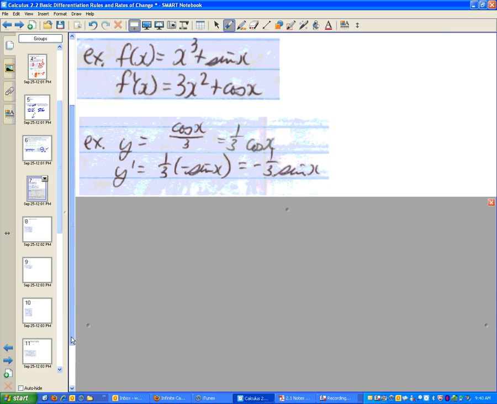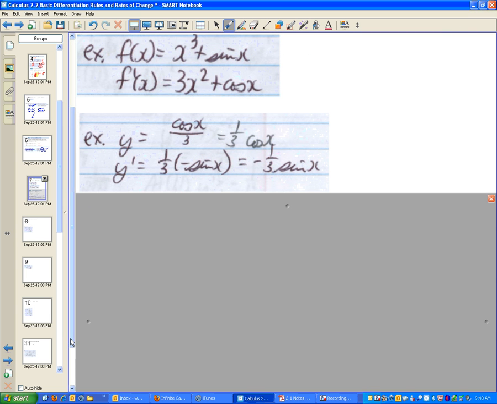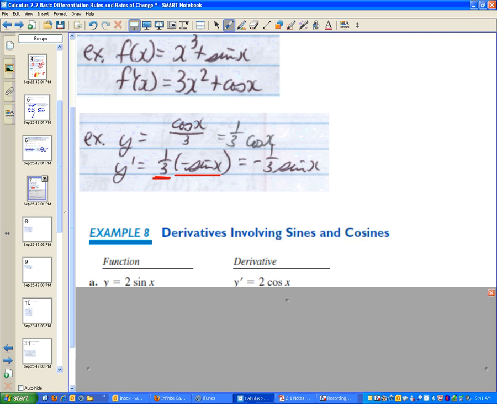All right, everybody get negative 1/3 sine of x? All right, so we rewrote the cosine of x over 3 as 1/3 cosine x. That way, the constant multiple rule applies. All right, so y prime equals 1/3 times whatever the derivative of the cosine of x is. So we've used the constant multiple rule. Now we use the derivative of cosine rule to know that's negative sine of x. Then we simplify it and get negative 1/3 times the sine of x.